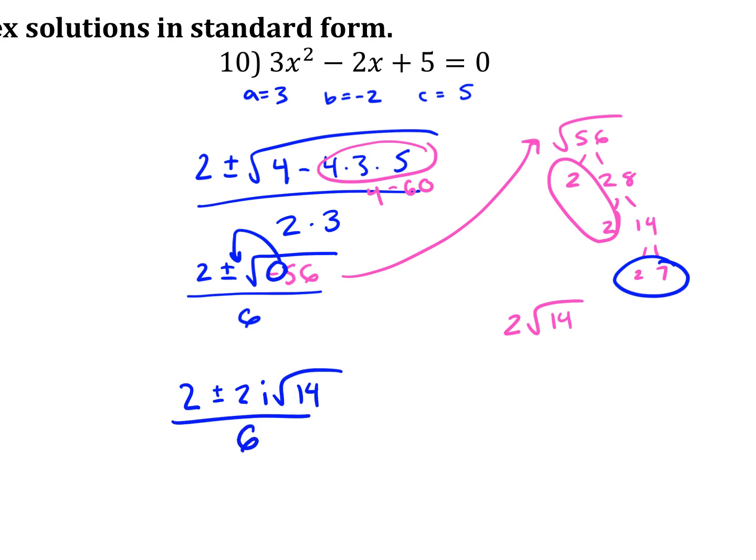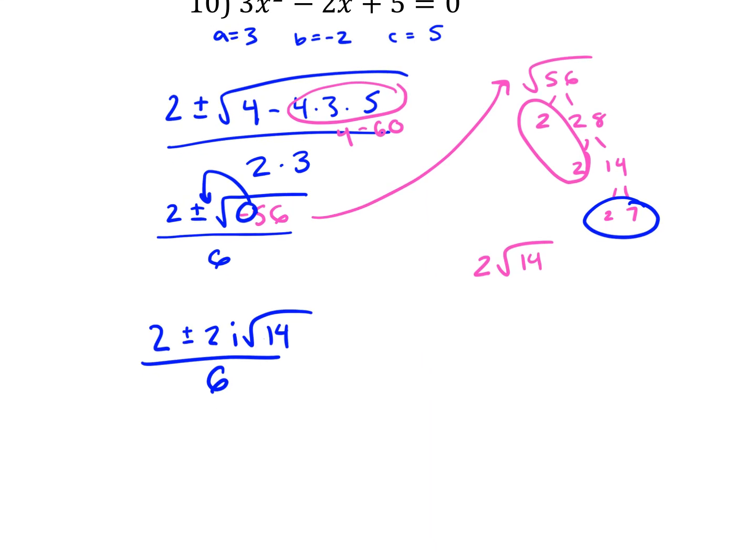Over 6. Can I simplify this? Yes. All 3 of these numbers here are divisible by what? 2. So I can divide all of these by 2. So I would get 1 plus or minus i radical 14 over 3.